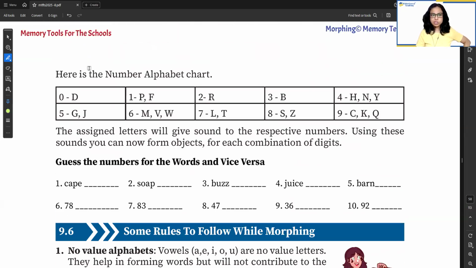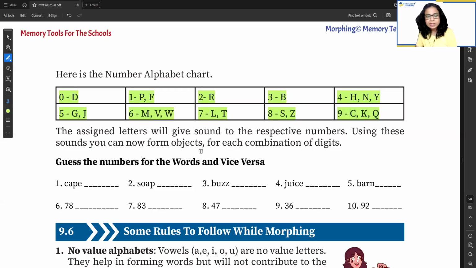Now we have the chart. So 0 is D. 1 is P and F. 2 is R. 3 is B. 4 is H and Y, which is H. 5 is G and J, which is G. 6 is V, W, M, which is W. 7 is L and T. 8 is S and Z. 9 is C, K, Q, which is K.